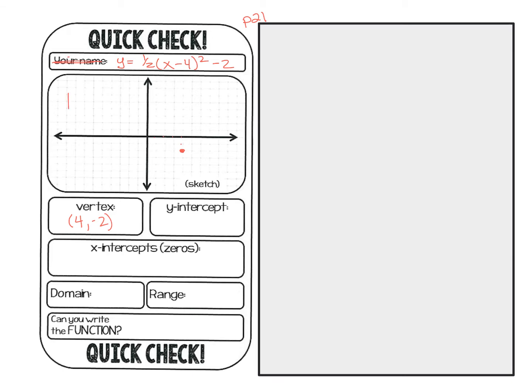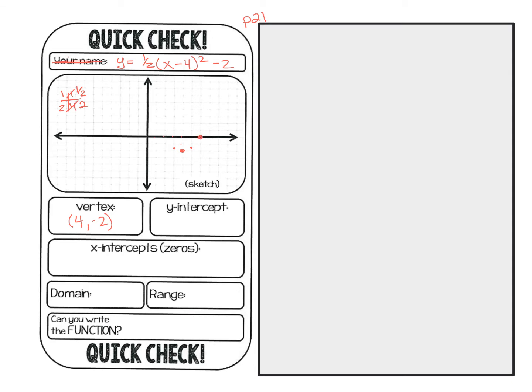I can graph it from the 1/2. I know that my quadratic movement is 1, 1, 2, 4. But when my a is 1/2, my y movements are only half as much as what they would have been. So I'm only going to go up a half, and when I go over 2, I'm only going to go up 2, half of what it would have been. So over 1 up 1/2, and to the left 1 up 1/2, and then over 2 up 2.